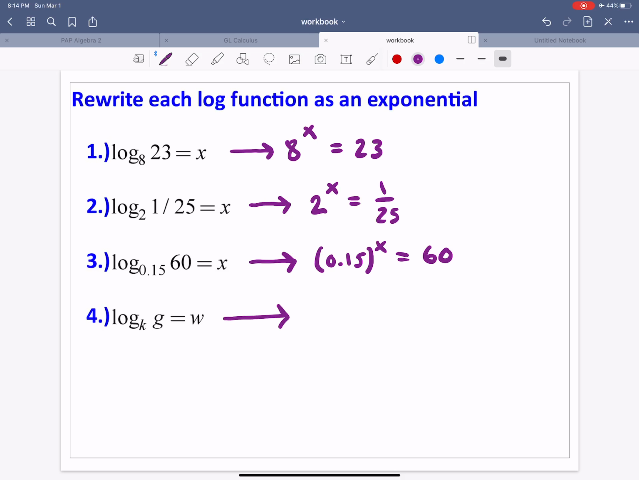And the fourth one, oh, not log, it's already log. K to the w power equals g.